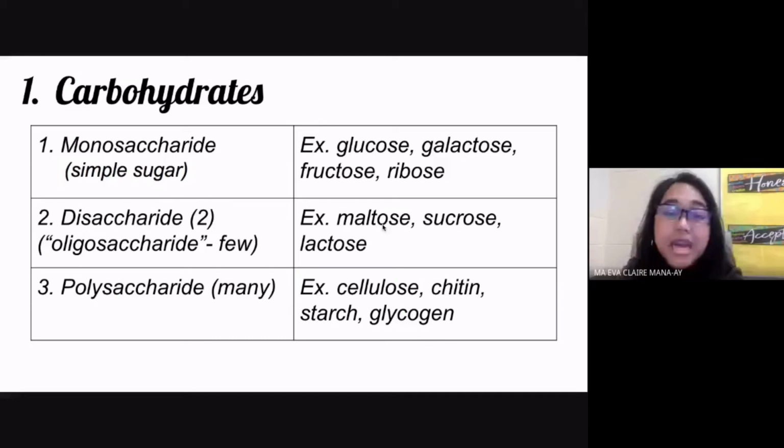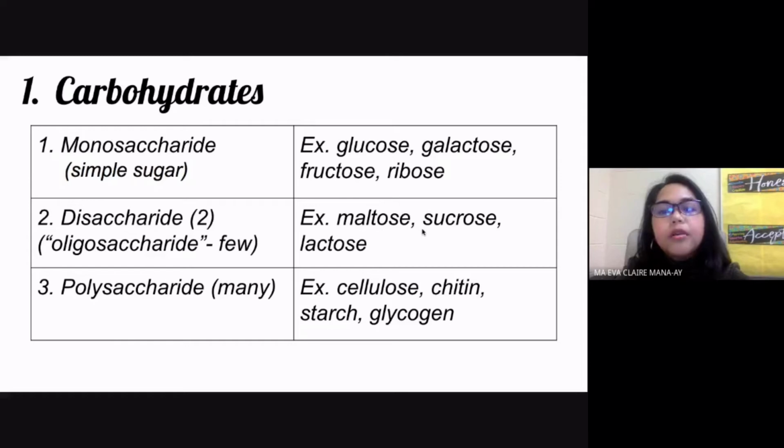That's maltose. Now, we said that this is a disaccharide, which means it is a combination of 2 monosaccharides. Your maltose is a combination of 2 glucose molecules. If you have glucose and glucose combined, you form a disaccharide, and that type of disaccharide would be maltose.